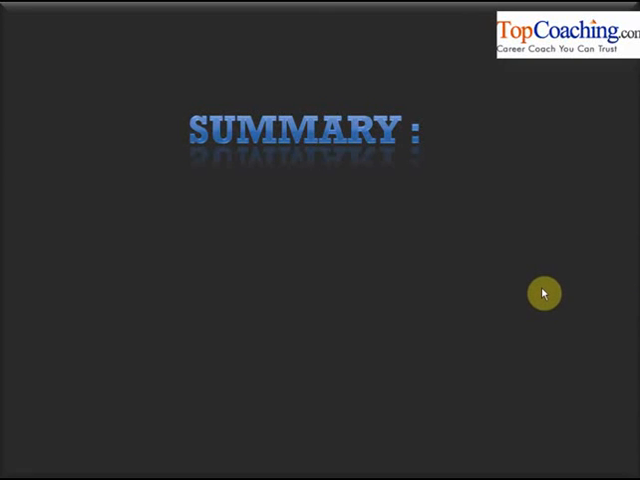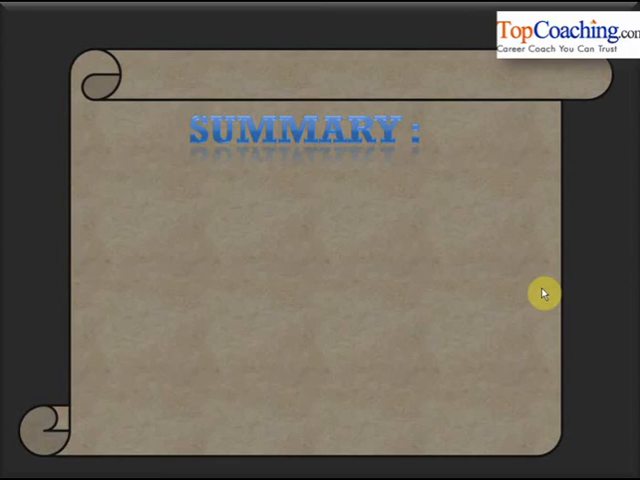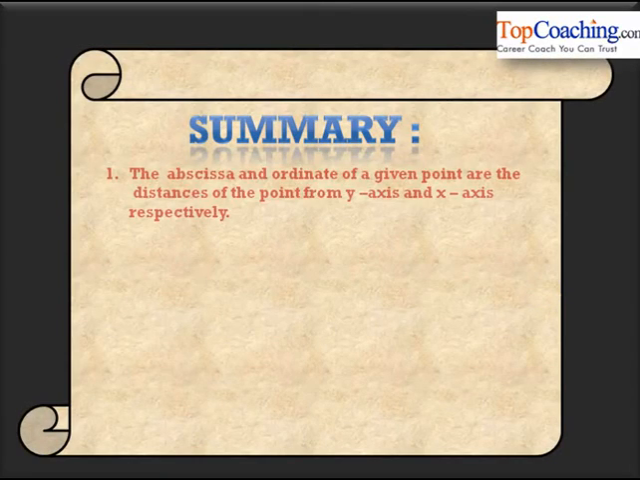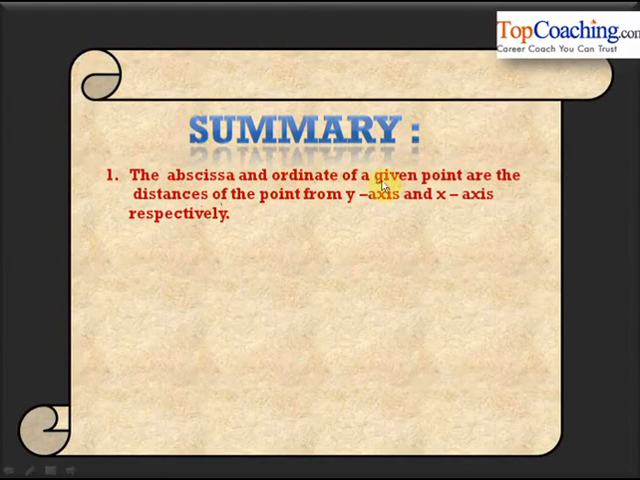Now let's try to summarize all the important points that we have studied in this chapter. So, the abscissa and ordinate of a given point are the distances of the point from the y-axis and the x-axis respectively. So we can say that abscissa is the distance of any point from the y-axis and ordinate of any point is the distance of this point from the x-axis.